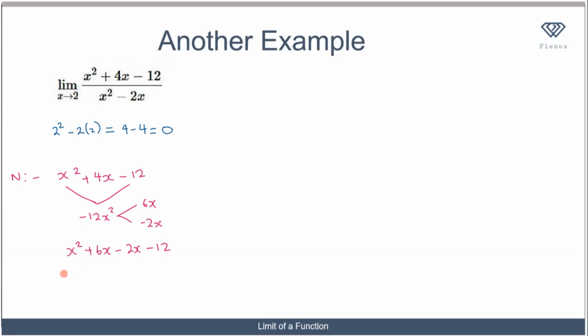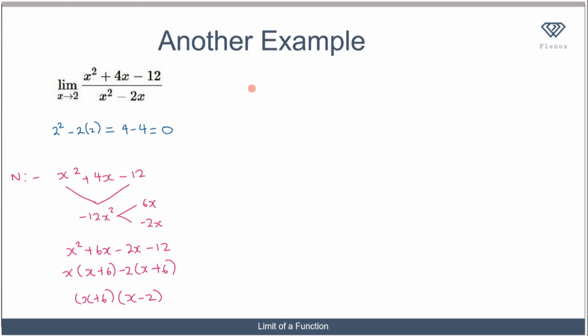Now x is common here, and I have what? X plus 6, and minus 2 is common. I'm left with x plus 6. So I pick one of these, which is what? X plus 6, and I put the remaining in bracket, which is what? X minus 2. So when I factorize the numerator, this is what I get.